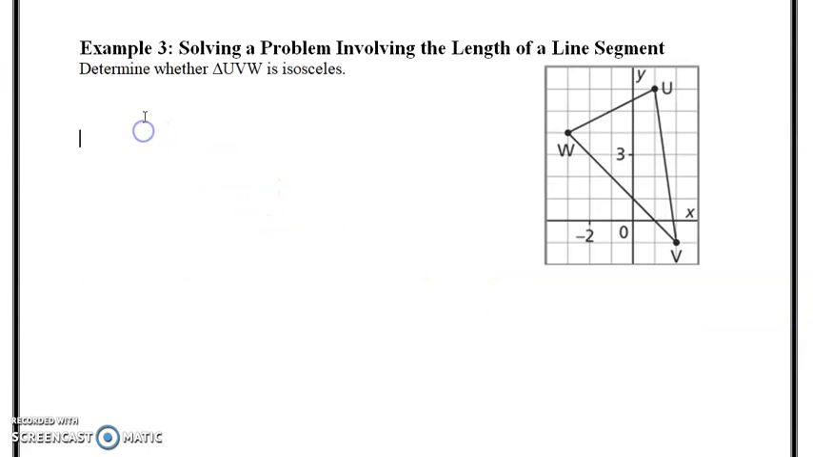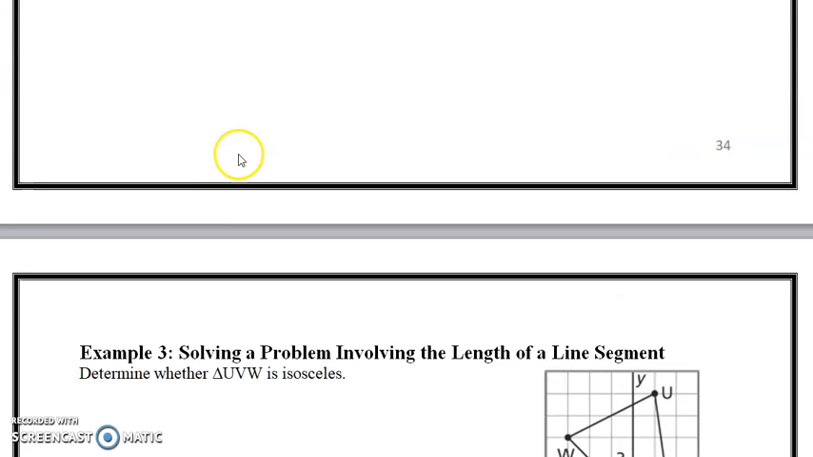So now we're going to do a problem involving a line segment. Determine whether the triangle UVW is isosceles. I think you can clearly tell that the distances from W, V, and U to V would be the ones you'd be looking for. But what you would do is calculate all 3. And as long as we know the definition of an isosceles triangle is having 2 sides that are equal, you would just see that the sides are equal, and it's as simple as that.